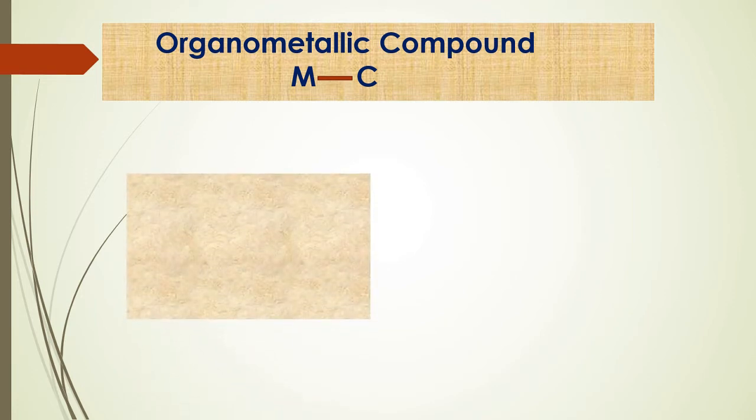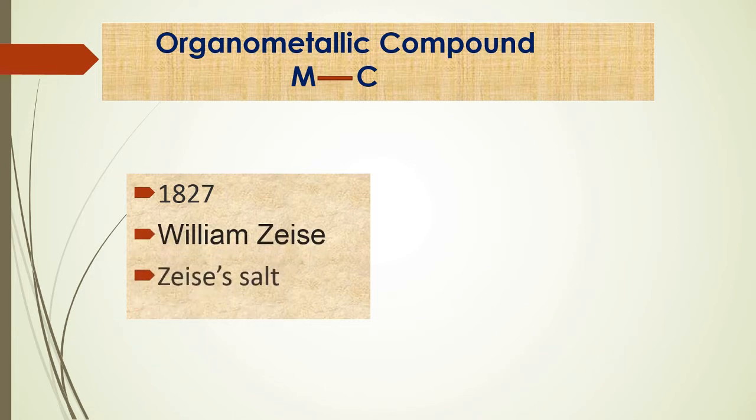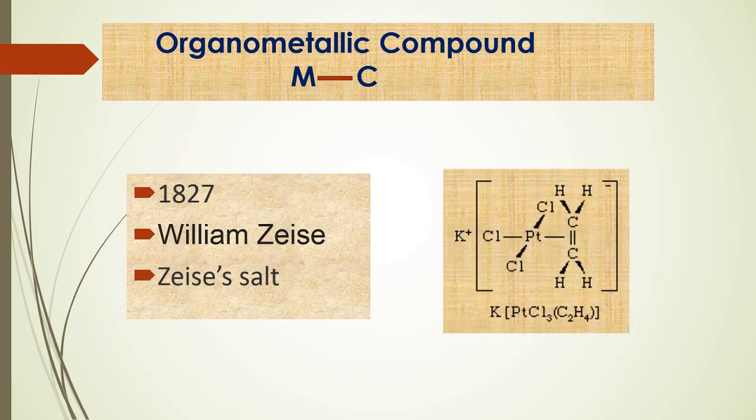The first organometallic compound was synthesized or prepared in 1827 by William Zeise, and that compound is generally known as Zeise's salt. The name of the compound is potassium trichloro(ethene)platinate(II).